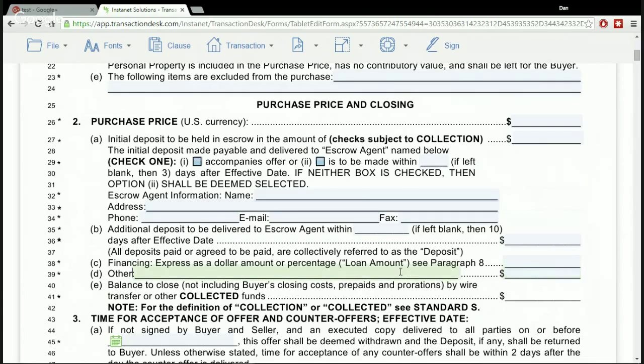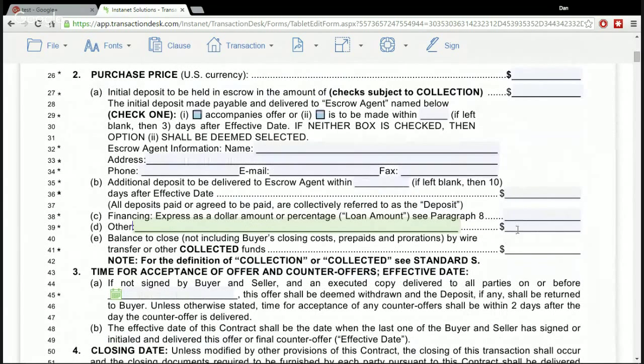Other would be if there's some other kind of compensation. If you're going to throw in the buyer's horse for some reason or whatever, that would go there. Some other kind of compensation. And then finally, on line E would be your balance to close. So that should be the purchase price minus the rest of this stuff will equal this number here on line 40. Okay, simple enough. Moving right along.